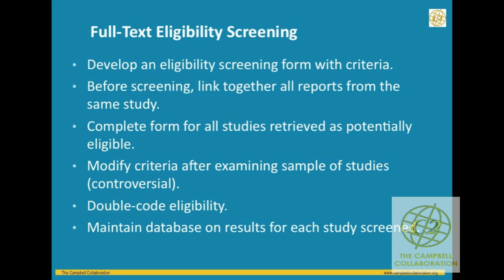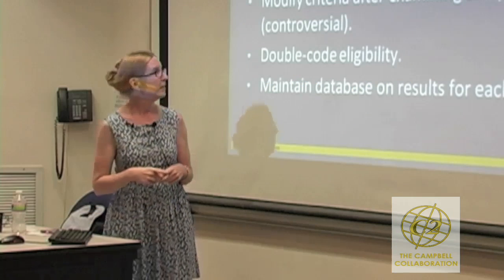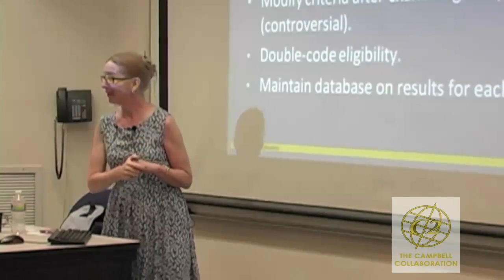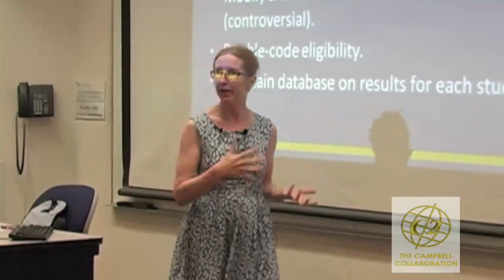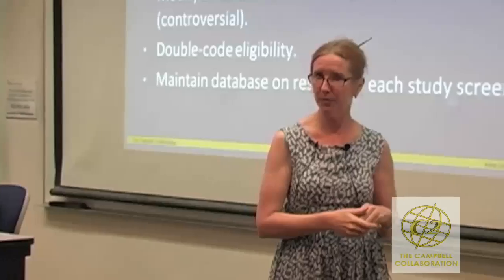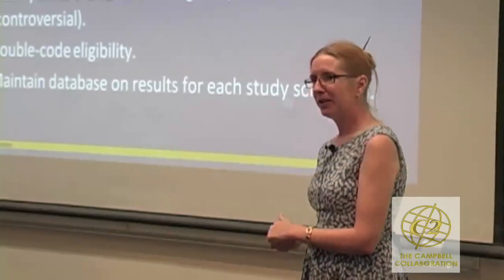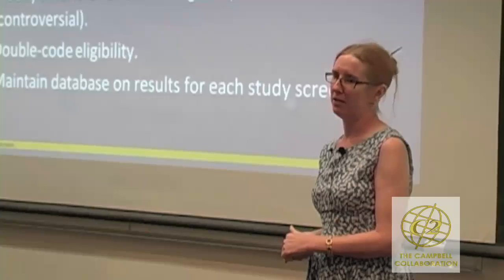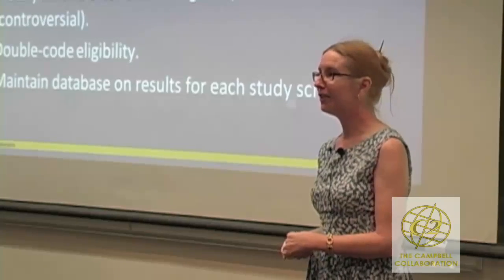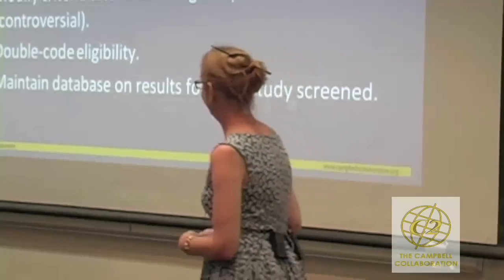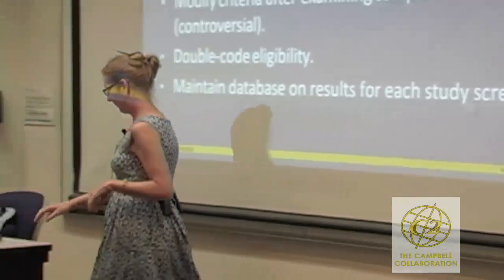And we maintain, and you should maintain, a database of the results for every single study you screen and why it was not eligible. This will help you when you're accounting the literature at the end and explaining why some studies were not eligible. But it also will help you when someone reads your article and says, why isn't my study in your review? And you need to be able to tell them why. And that happens all the time.